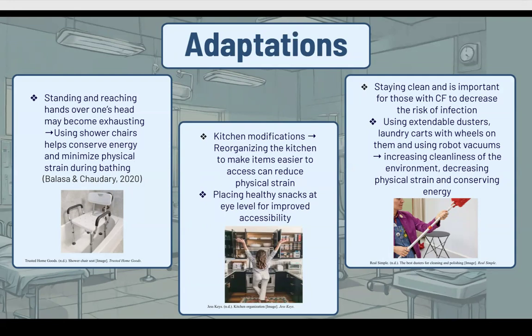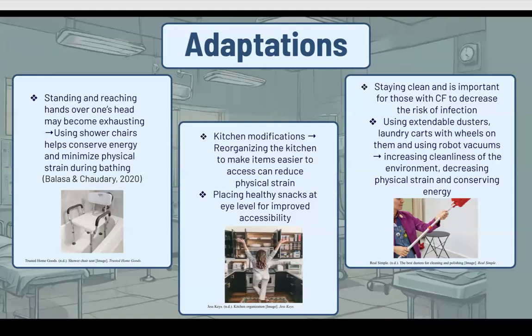Another adaptation that we can use is through kitchen modification. We can have them reorganize the kitchen, placing healthier snack options and nutritional needs, like what they need, at eye level. So it's easier for them to grab and use. And then again, not causing the physical strain of needing to run around all over the kitchen to grab the things that they need. So making that modification would be beneficial.